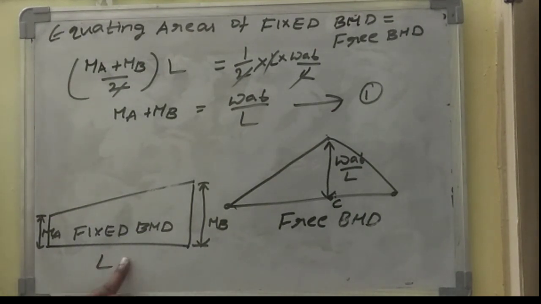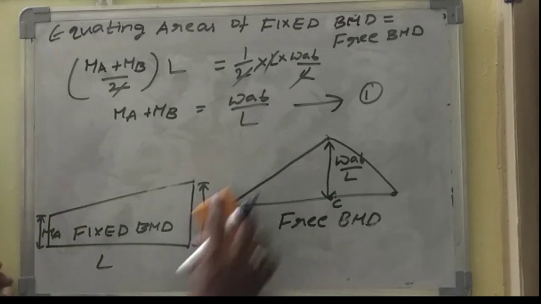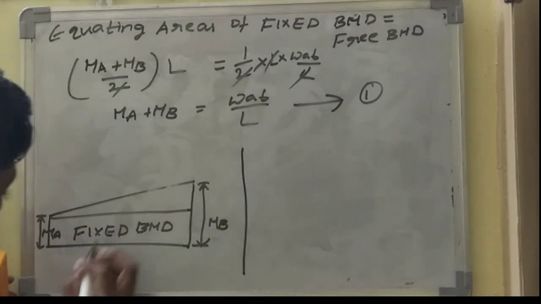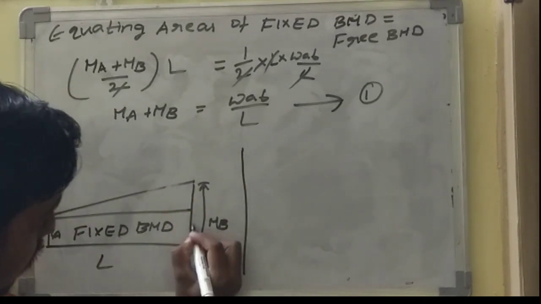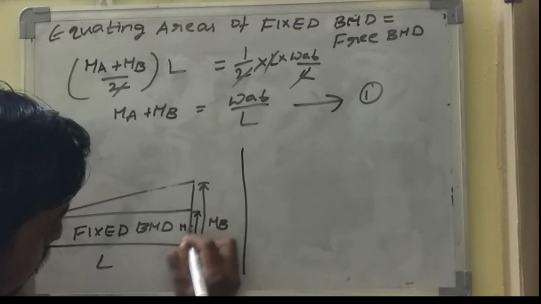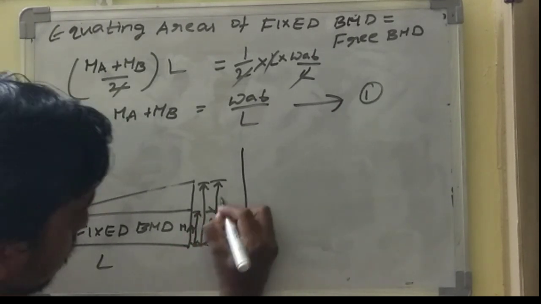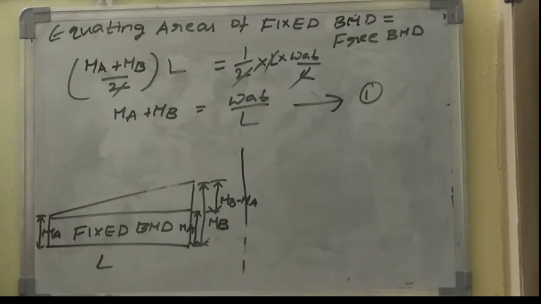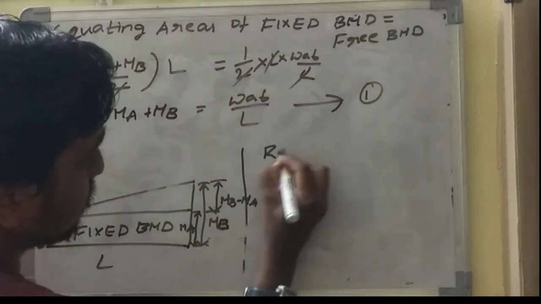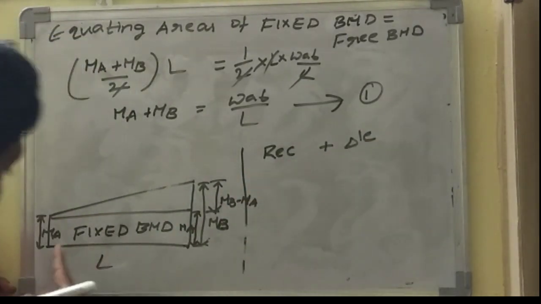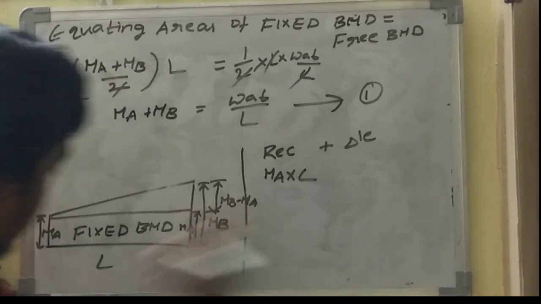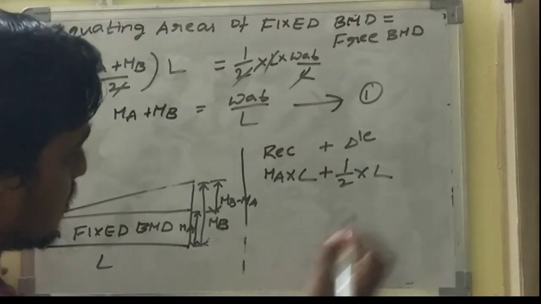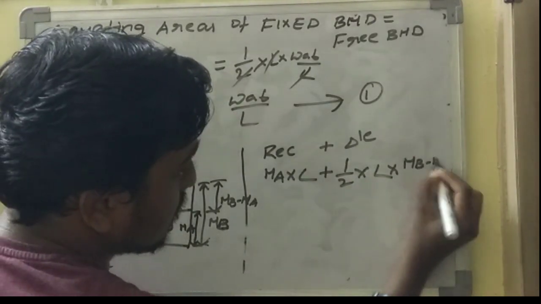So this one will be the formula, or else you can take it like this. Here one rectangular part, so the total length will be MB, and up to here it will be MA. So what about this one? MB minus MA. I am taking the area of the rectangle plus triangle. What about the area of the rectangle? MA into L. What about this one? Half base into height, plus half, your base is L, height is MB minus MA.